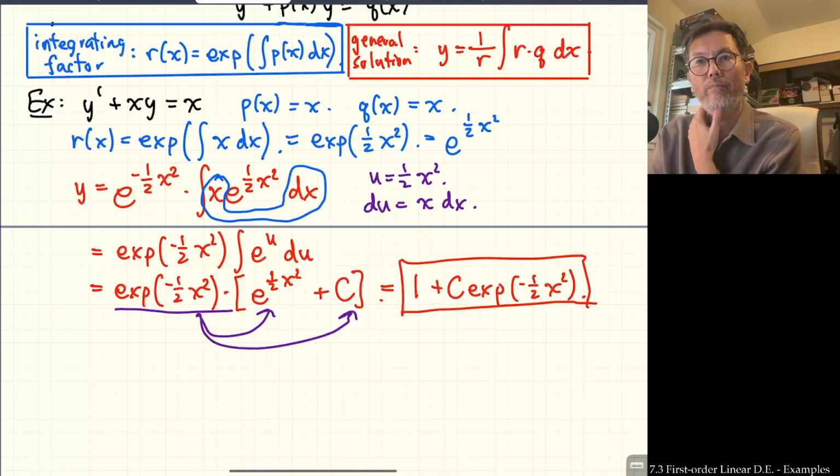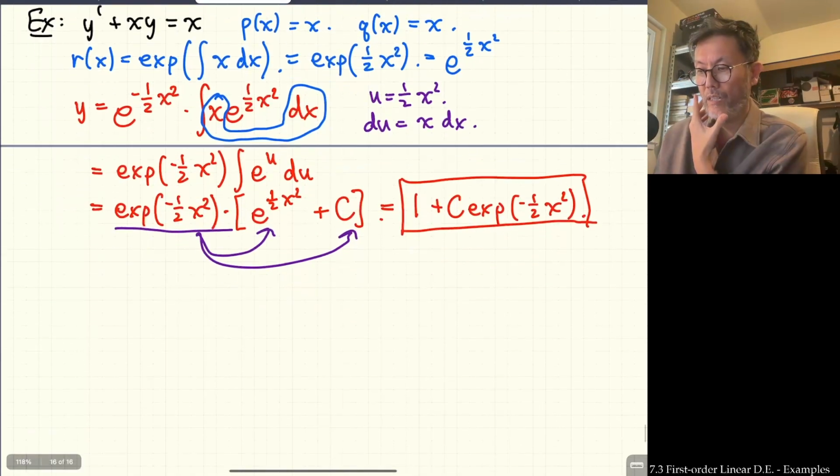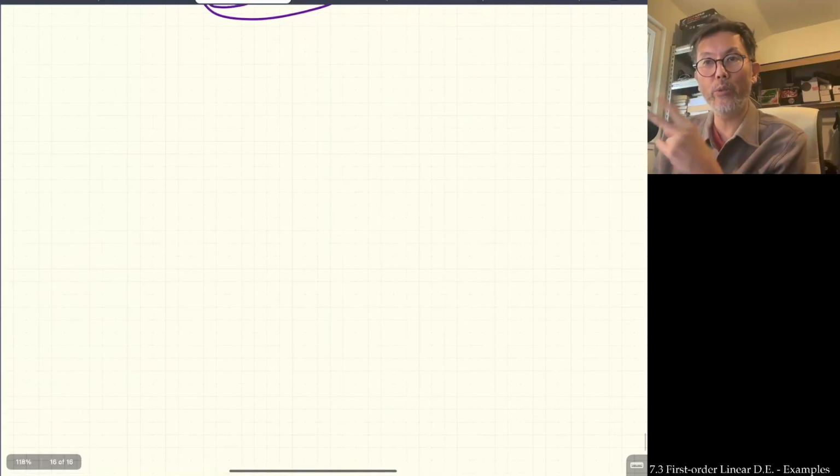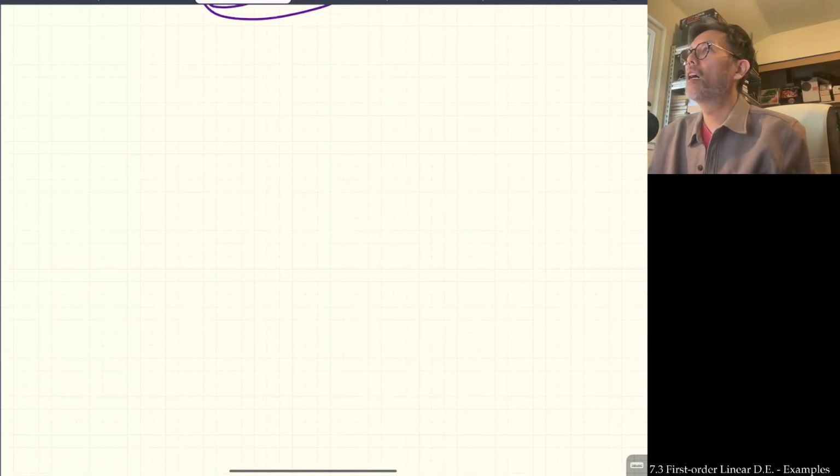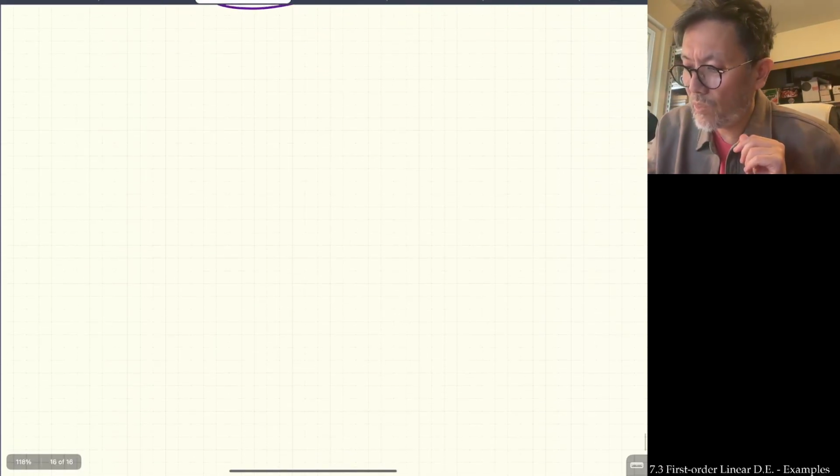Is this clear? Okay, this is the game. It really just boils down to doing 2 integrals. That's it. Okay, let's do another example. How about an initial value problem?